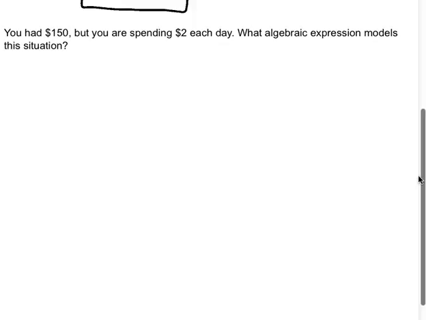All right, and then how about you had $150 but are spending $2 each day? What algebraic expression models this situation? So here, we're going to let D represent number of days, because that's what's changing here. We're talking about after how many days you want to know how much money you have. So we're starting with 150. But in this case, we're spending. Spending money implies you're subtracting away from what you have. So we're going to have less money now because we're taking some of our money away.